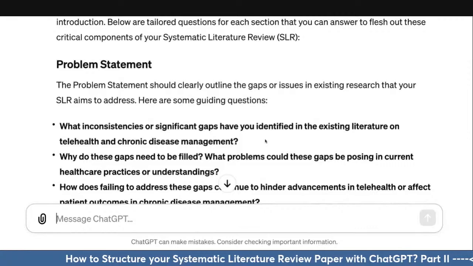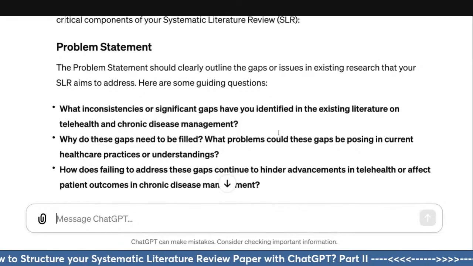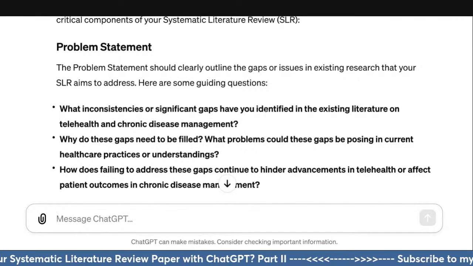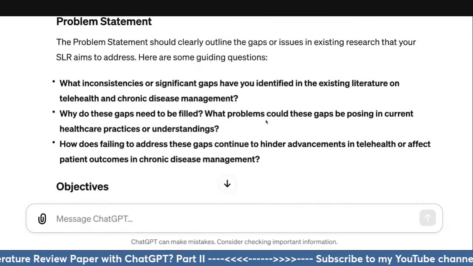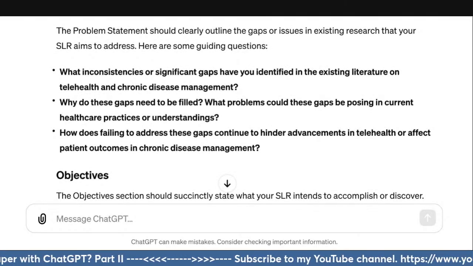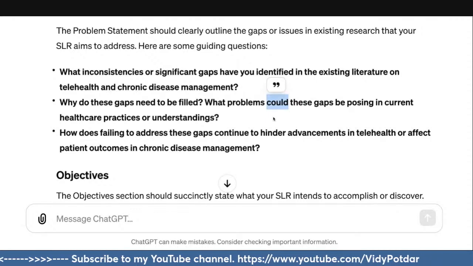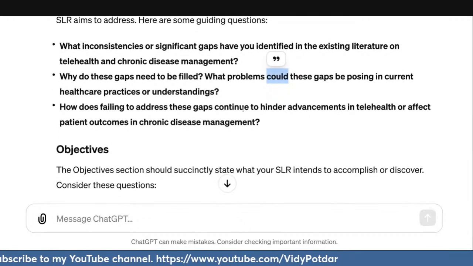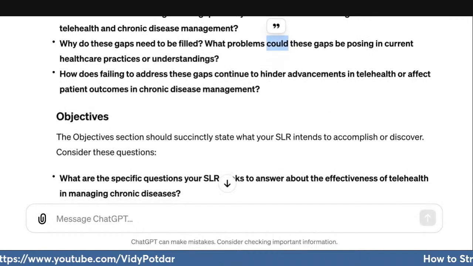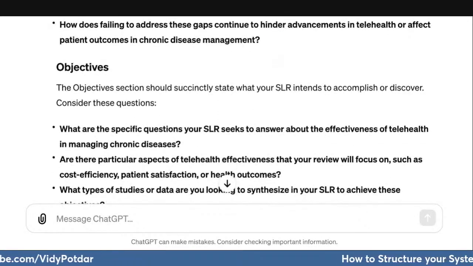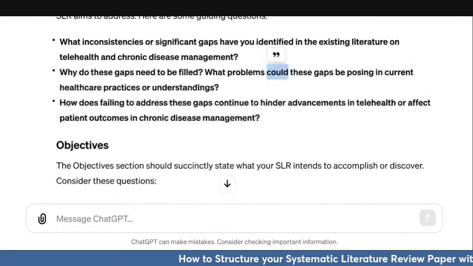What inconsistencies or significant gaps have you identified in the existing literature? Why do these gaps need to be filled? What problems could these gaps be posing in current healthcare? How does failing to address these gaps continue to hinder advancements in telehealth? So you can see this will give you some idea of what you can write in the problem statement.